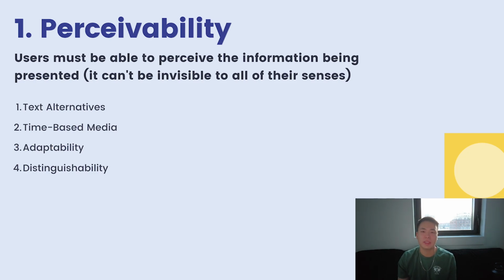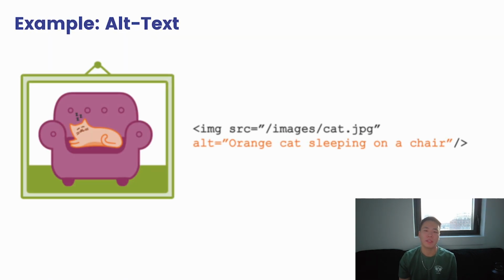So an example of this is for text alternatives, making sure that for any sort of video or image there is some sort of text alternative that describes what's going on. So we have an illustrated picture of a cat here, making sure that we're properly narrating what's going on in the image if it's crucial to a user's understanding. So the alt text for this would be an orange cat sleeping on a chair.